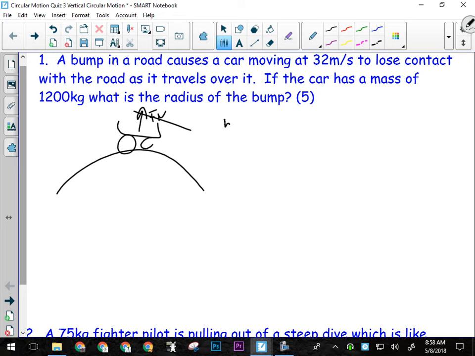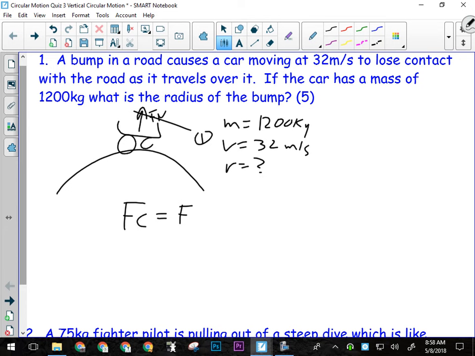All right, so if they have a diagram or they've got some givens here, we were told the mass, we were told the speed, and we were told we're looking for the radius. So give them a mark for some givens there. Okay, Fc equals forces in minus forces out, which in this case means that Fc equals just the force of gravity, because that is the only thing acting here. So give them a mark if they've got something like that.